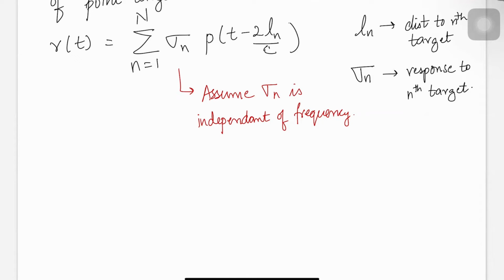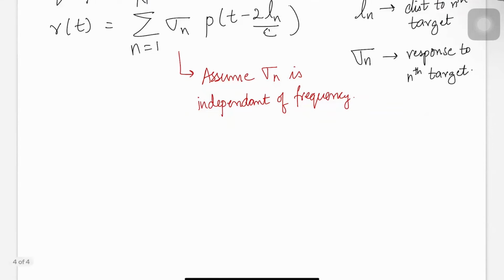If it does have a frequency response, there are ways of dealing with it. But in this tutorial, I guess I'm just going to skip that. For the majority of real world targets, that's something you don't have to worry about too much. Okay. So with this assumption, then we can move on and take the Fourier transform.